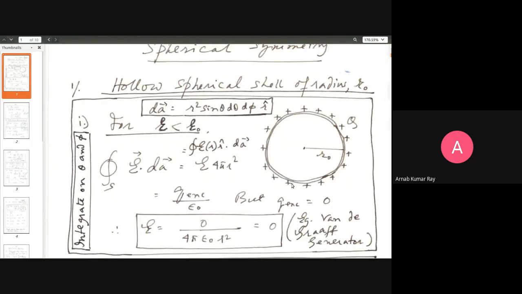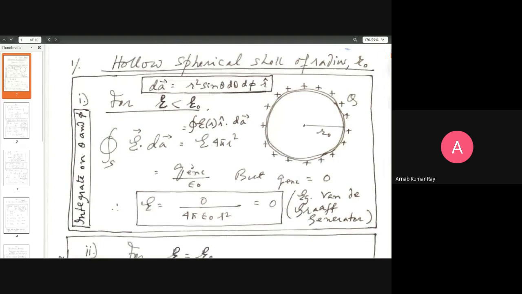Let us see what they are. First is r less than R naught. This here written over here is r. It looks like E. I'm sorry about the bad handwriting. This is r less than R naught. It is looking like E. This is E, of course, but this is r. r less than R naught means that you are inside the shell.